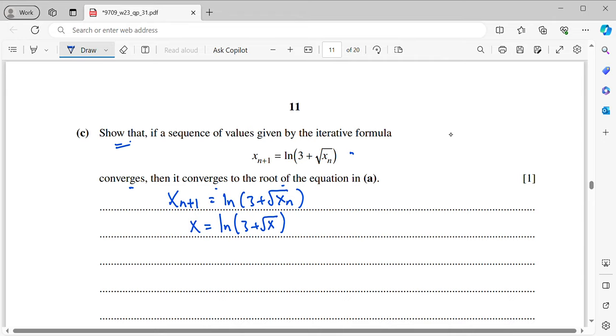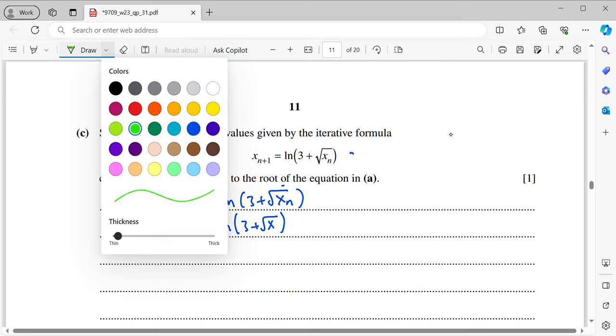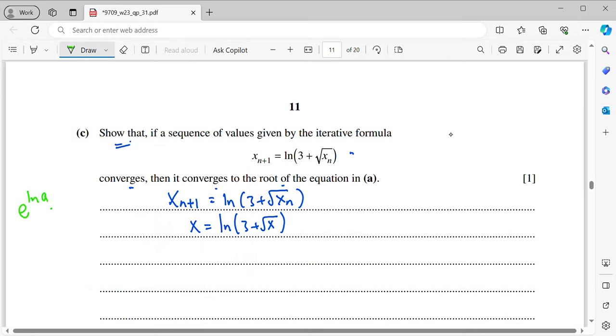Then from here, to get the square root x, I need to eliminate the ln. To eliminate ln, you take e both sides, since e to the power ln a is a. So e^x equals e to the power ln of 3 plus square root x. Left side, you get e^x. Right hand side, e and ln cancel off, so you get just 3 plus square root x. Then keep the square root x on one side, so I will get square root x on the right hand side, and the 3 will be moved to the left side, so it will be e^x minus 3. Then here, you get the equation in part A.